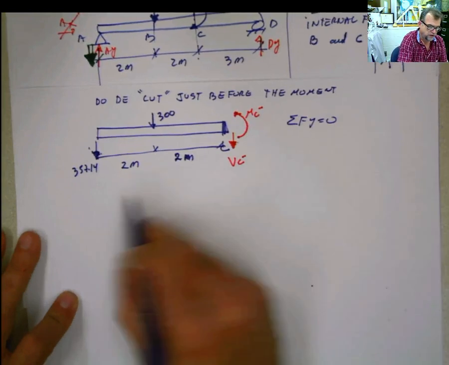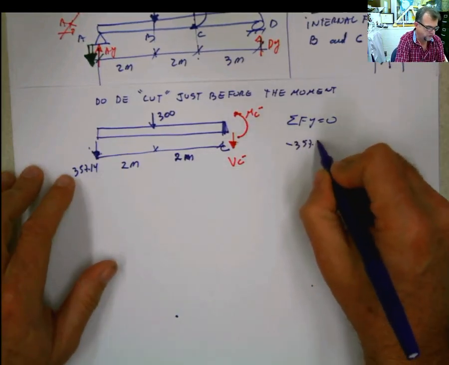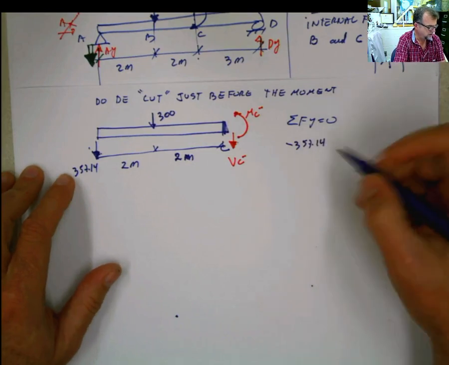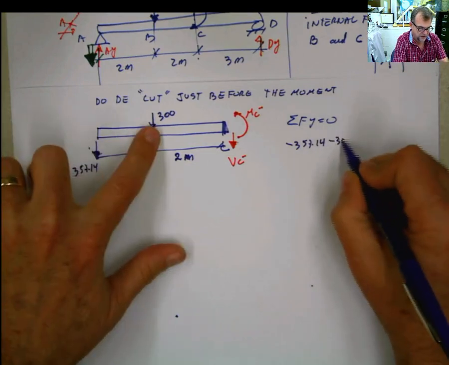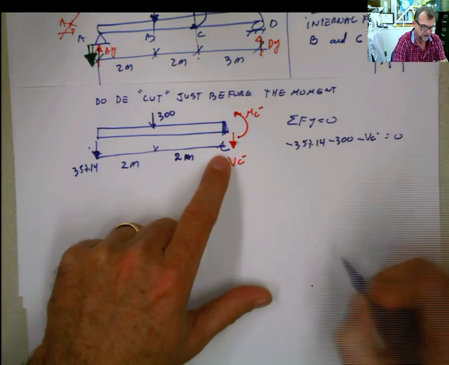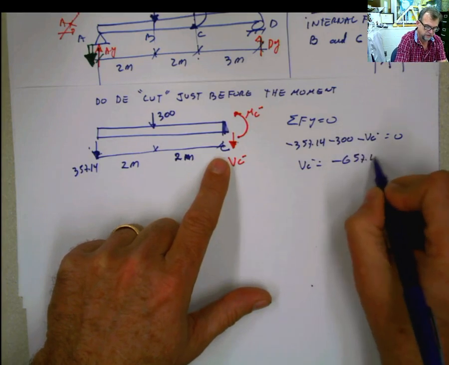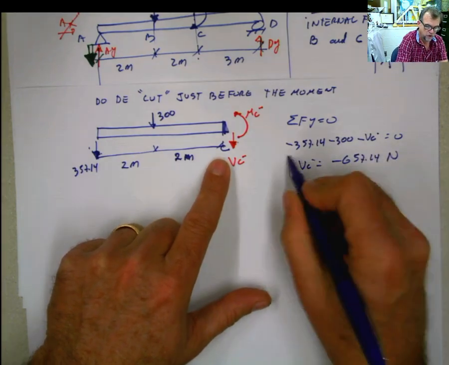And when you do summation of forces in Y equals 0, you have negative 357.14. What else? Negative 300. Negative VC equals 0. VC equals negative 657.14. What does that mean?